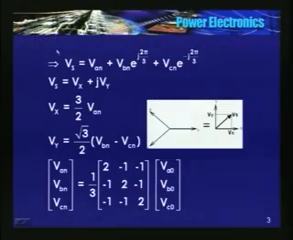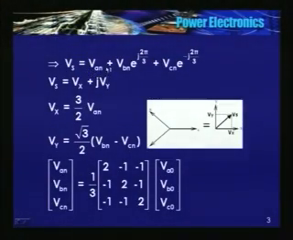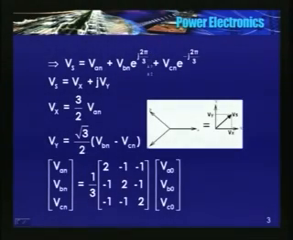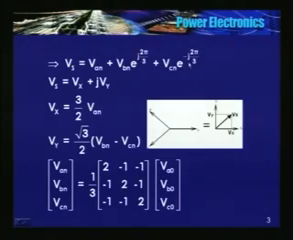So I did define the space vector. So what is the space vector? Vs is given by this equation, Van plus Vbn e to the power j 2 pi by 3 plus Vcn e to the power minus j 2 pi by 3.